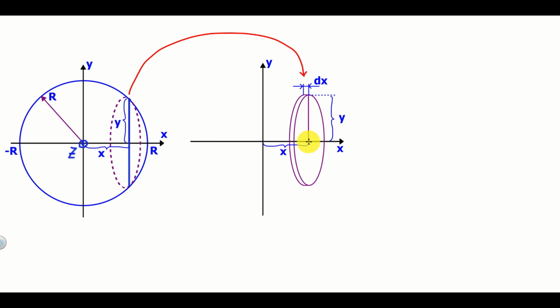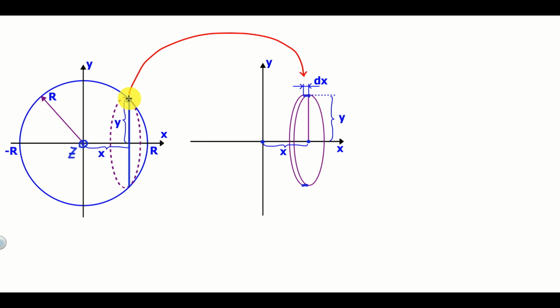And obviously, the distance from here to here is y, and the distance from the origin to this point over here is x. That is, what we did over here, we simply sliced the sphere, and as the result we obtained this disk. Of course, the curvature over here is not completely flat. However, if the dimension is infinitesimally small, then it will be a straight line as an approximation. Okay, so let's continue.